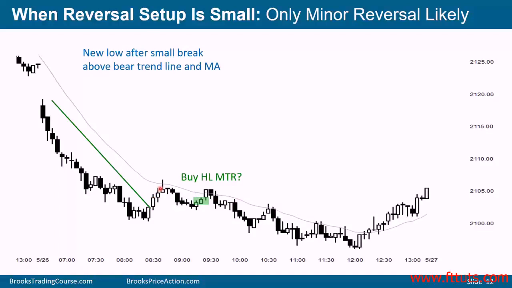This is not enough buying pressure after this tight a bear channel lasting this many bars to create a major reversal, and therefore this higher low is probably a minor reversal, which means it will result either in a trading range or a bear flag and not a bull trend.